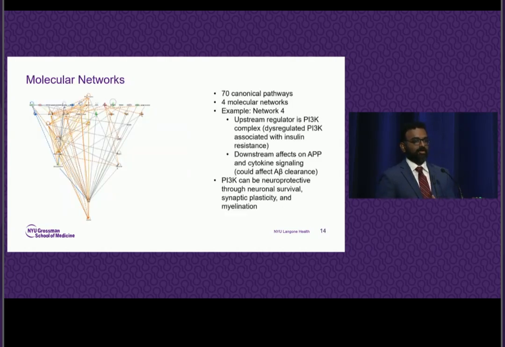We identified a number of pathways and molecular networks using Ingenuity Pathway Analysis, and just as a snapshot of what this kind of data has taught us, we see that PI3K is an upstream regulator of cognitive resilience, possibly playing in the insulin resistance. Interestingly, there was a study published in February this year that also showed the same pathway being active for cognitive resilience in humans. And we also see some downstream effects on APP and cytokine signaling, which could be related to amyloid beta clearance.